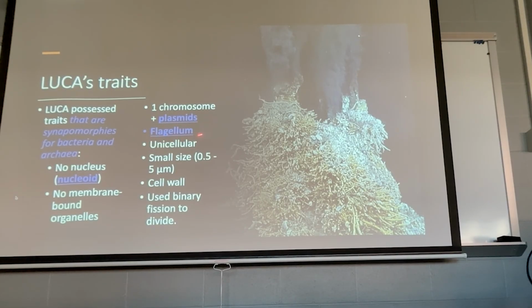Probably a flagellum, something to move, right? Unicellular, small size, cell walls, and they use binary fission to divide, or to do their vertical gene transfer, right? And this isn't really reproduction, as we know it, like meiosis. So it makes it really hard to define species. But these are probably pretty similar to the traits that these last universal common ancestors had that gave rise to our three major domains that we see today.